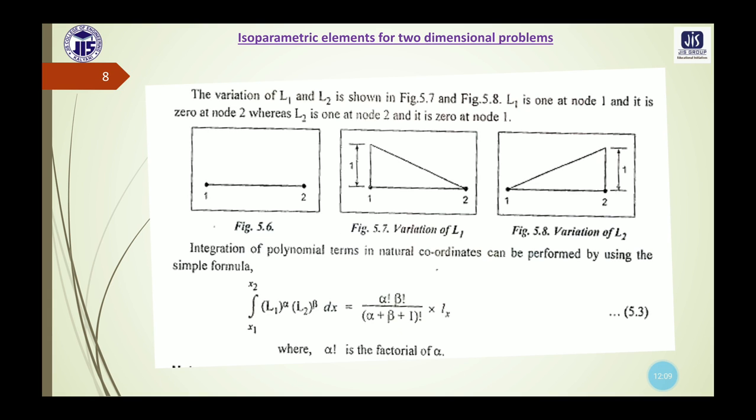Now the variation of L1 and L2 is shown here in figure 5.7 and figure 5.8. In figure 5.7, we can see that L1 is 1 at node 1 and 0 at node 2. In figure 5.8, we can see that L2, that natural coordinate, is 1 at node 2 but 0 at node 1.